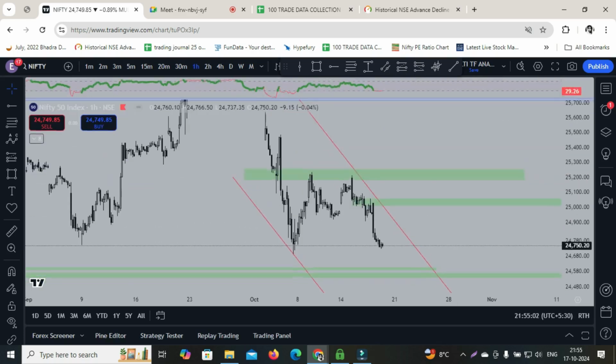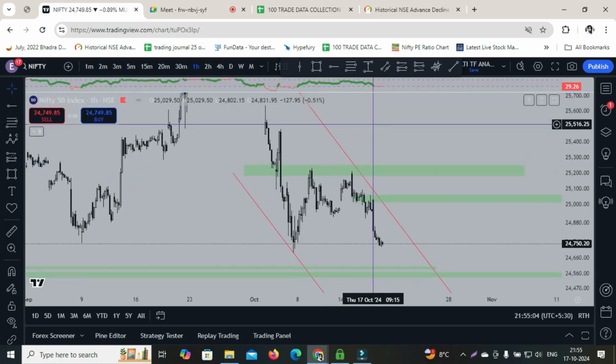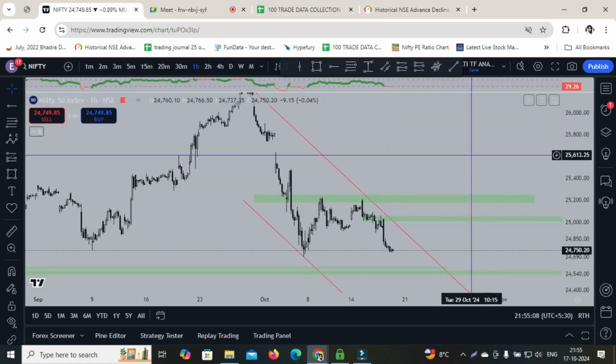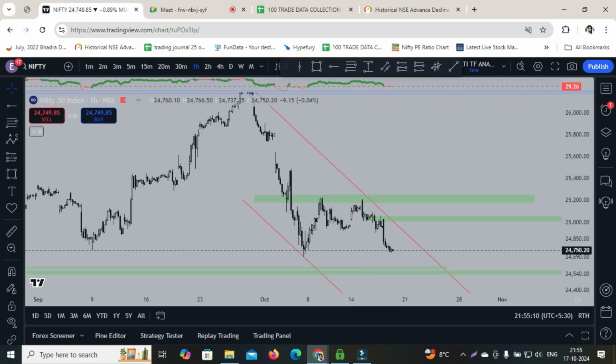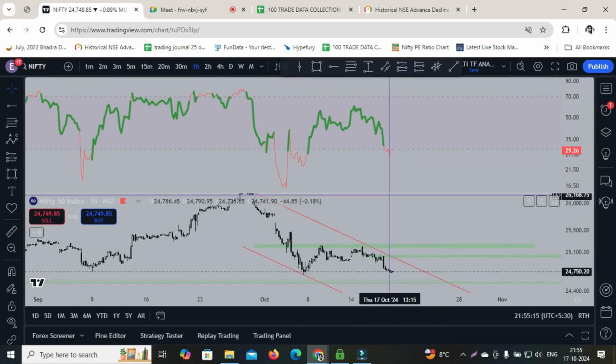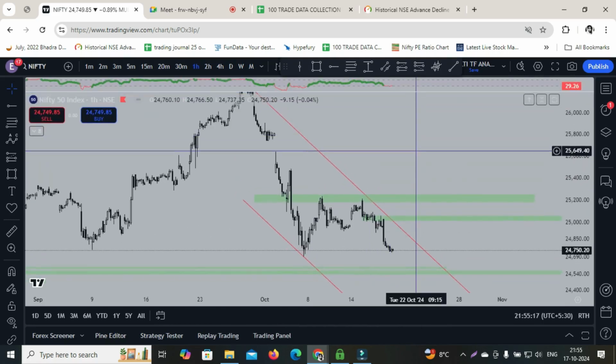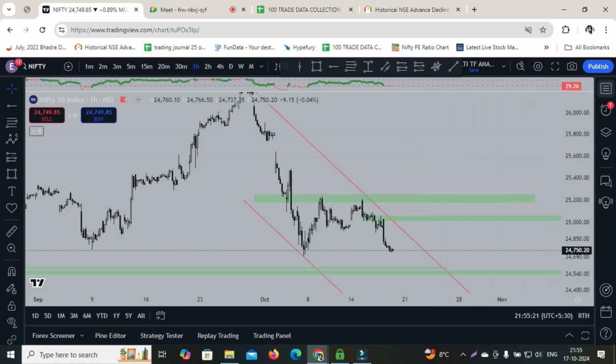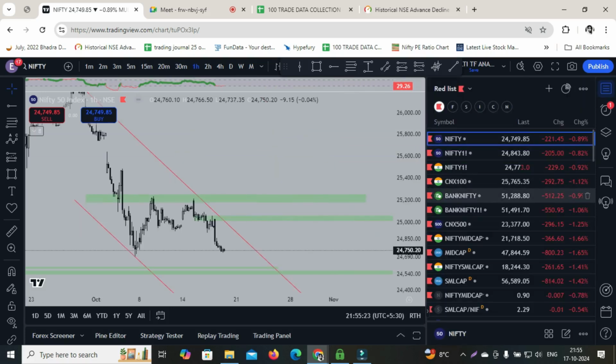RSI: when the trend is so strong, there is no meaning of oversold or overbought readings, because divergences will keep coming now. Price will keep going down and divergences will keep coming. That's how it happens whenever there is a strong trend. Now let's see Bank Nifty.